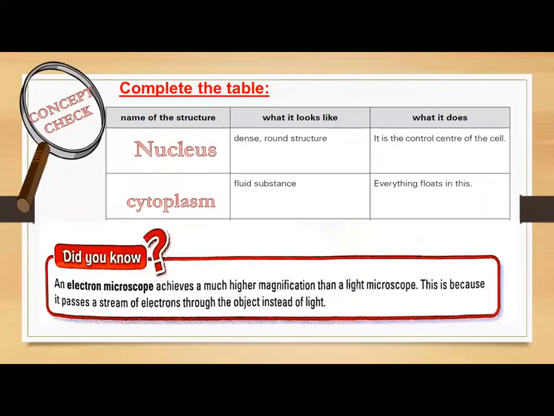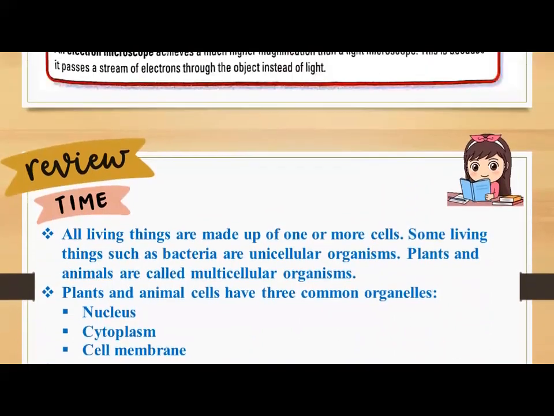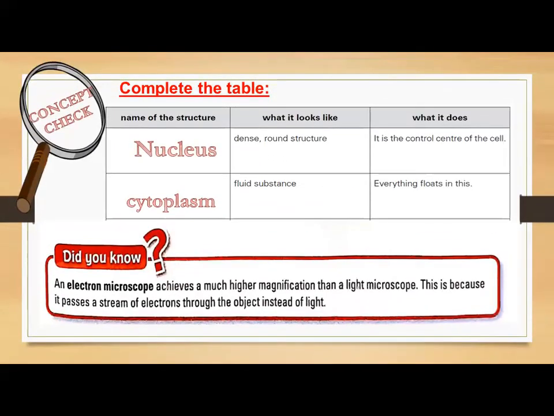Now complete the table. Nucleus: they have a dense, round structure, and it is the control center of the cell. Cytoplasm is a fluid substance, and everything floats in this; that is what is called cytoplasm.